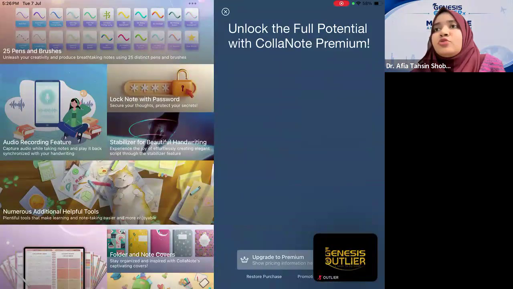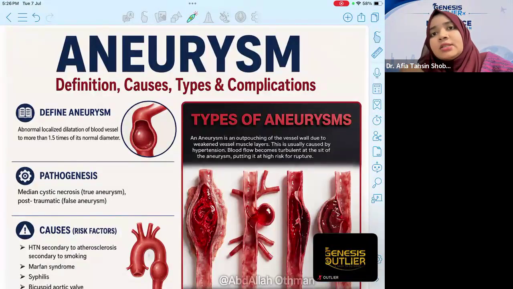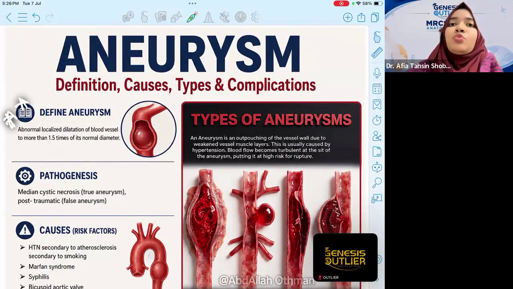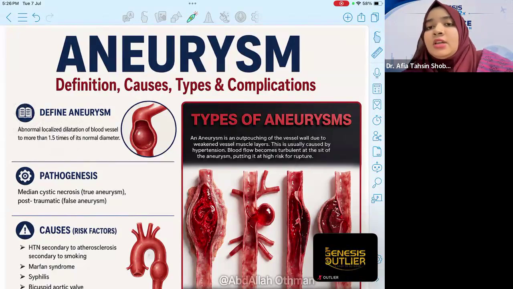Why am I calling it an aneurysm? Because of the dilatation, here you have to know the parameter: more than 1.5 times of its normal diameter. Then I can tell it is an aneurysm. If the normal blood vessel diameter increases to 1.5 times of its normal diameter, then I will call it an aneurysm. So the key point: remember abnormal localized dilatation of blood vessel, more than 1.5 times of its normal diameter. This is an important definition.